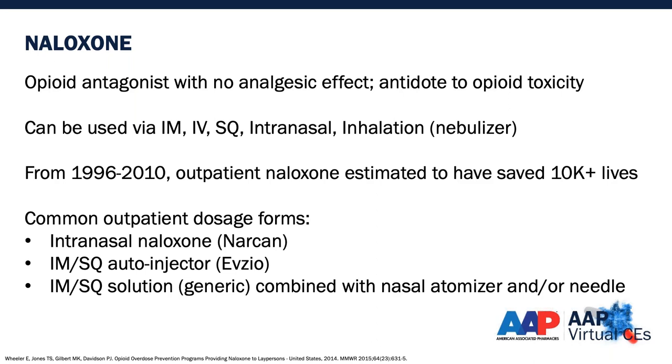As I mentioned, there's different dosage forms. I listed the most common. We have the intranasal naloxone, specifically the brand name Narcan. We have the IM/subcutaneous auto-injector, Evzio. And we also have a generic IM/subcutaneous solution, which can be combined with the nasal atomizer and/or a needle, so you can create your own intramuscular kits or your own intranasal kits.